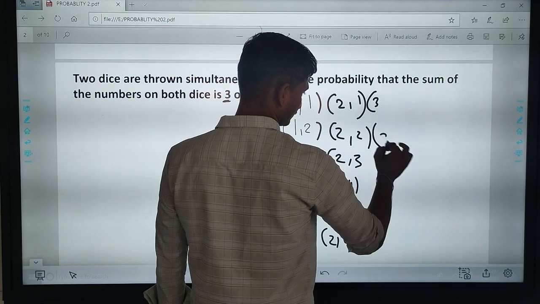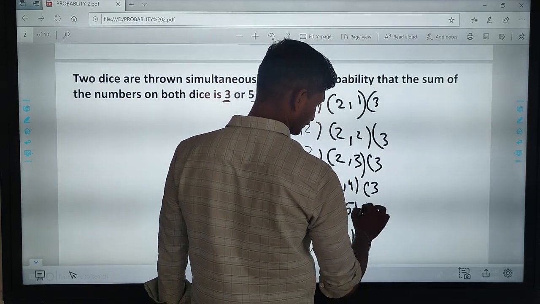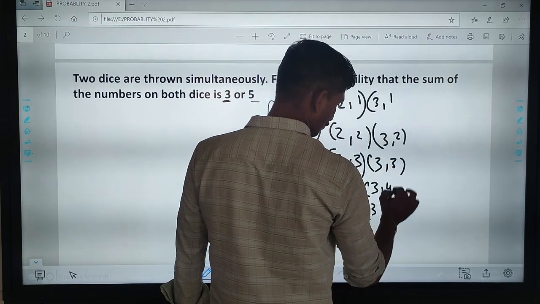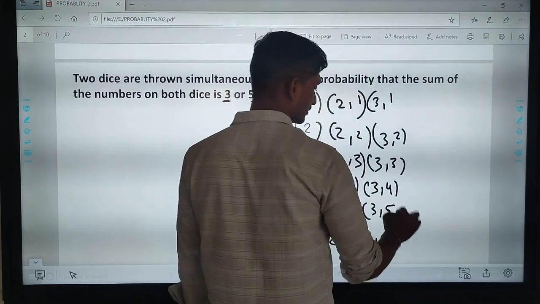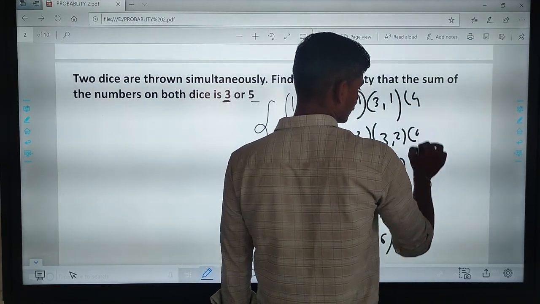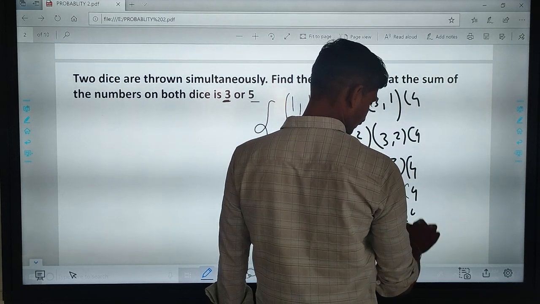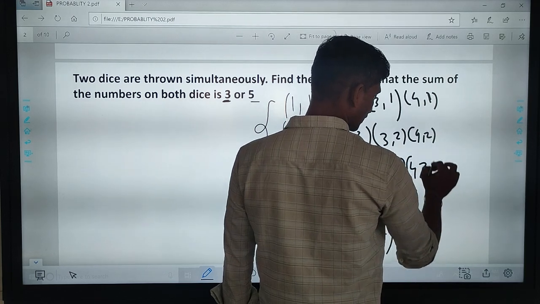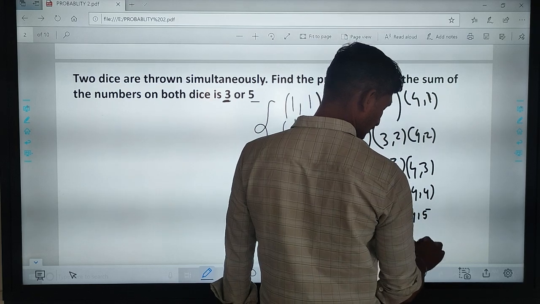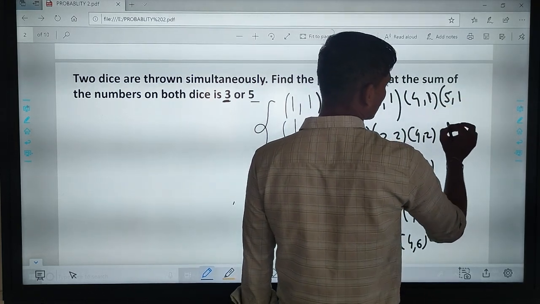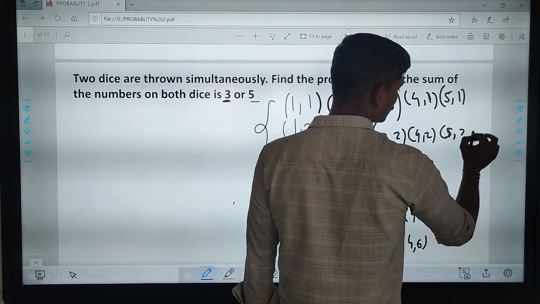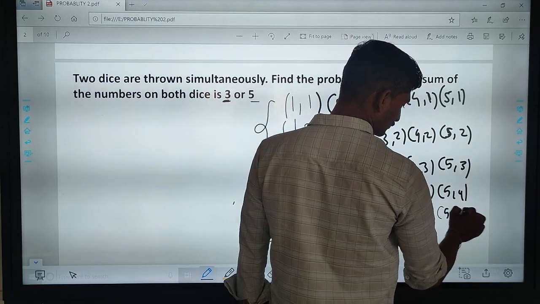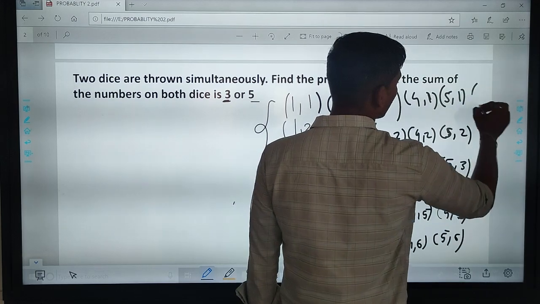Then 3: 3,1, 3,2, 3,3, 3,4, 3,5, 3,6. Then 4: 4,1, 4,2, 4,3, 4,4, 4,5, 4,6. Then 5: 5,1, 5,2, 5,3, 5,4, 5,5, 5,6.